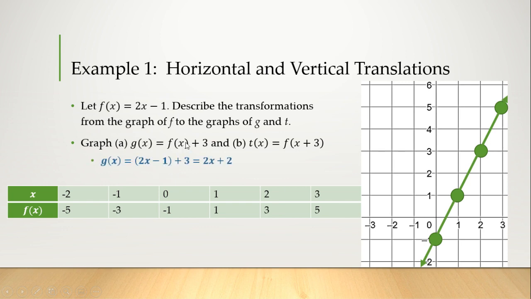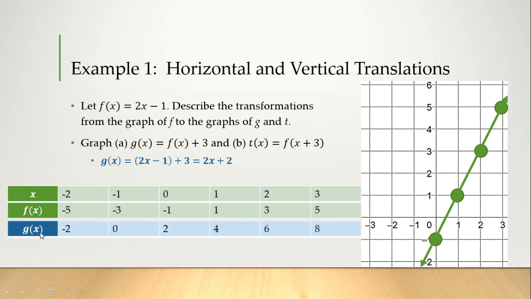Pay close attention to how I changed this equation. Okay, so it said g of x equals f of x plus 3. And we know that f of x is 2x minus 1. So I changed f of x to 2x minus 1 and added a 3 to it. Okay, and then I simplified, and that creates the equation 2x plus 2. So here's my new equation that I can now use to make a new table for g of x, and then we can compare the two.